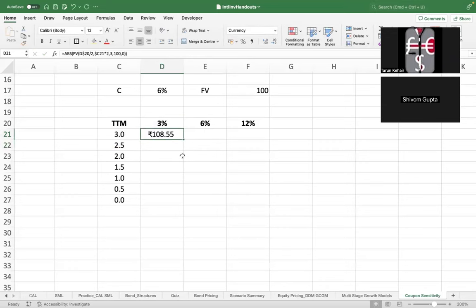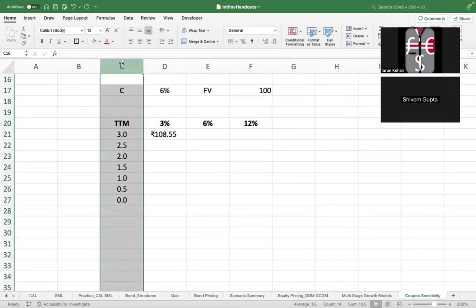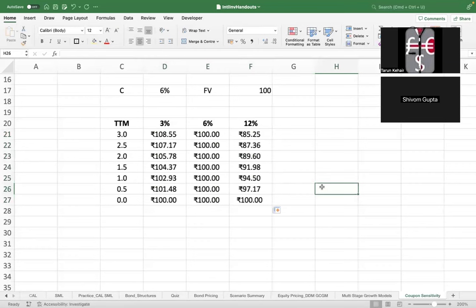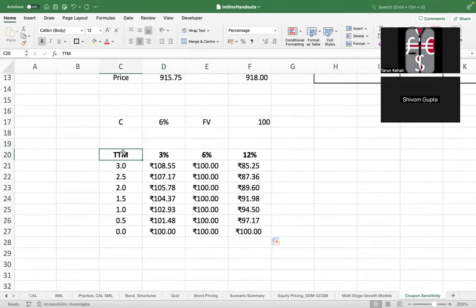So I have to freeze the 20th row and column C and then do it. So this is how the bond prices will work out for different yield bonds. This is the time to maturity. This is a bond where the yield is lower than the coupon.